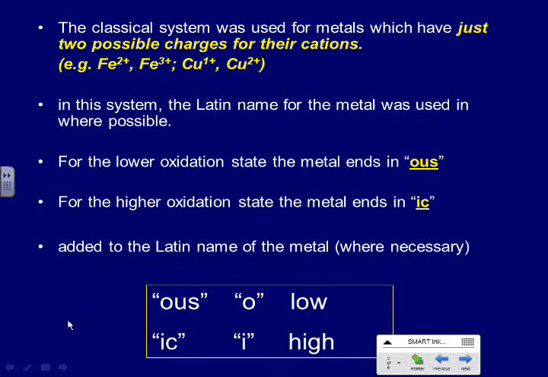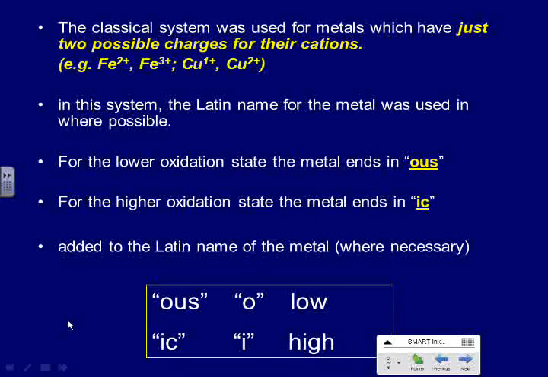This system with the us and ik endings can be used for any element that has two oxidation states. If the element has a Latin name, the Latin name is used. So for iron, the Latin name is ferrum, and therefore we use ferrum as the base name. So for the low oxidation state of 2, it's ferrous, and for the high oxidation state of 3, it's ferric. And that's just the way it was done.